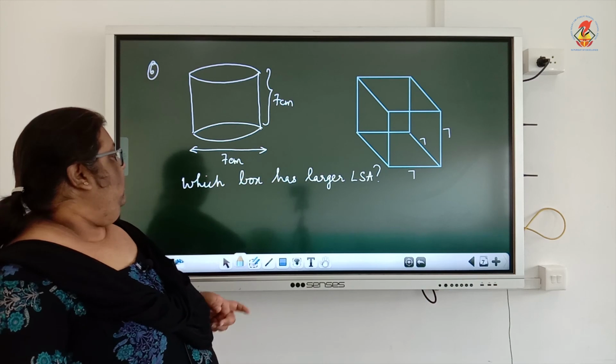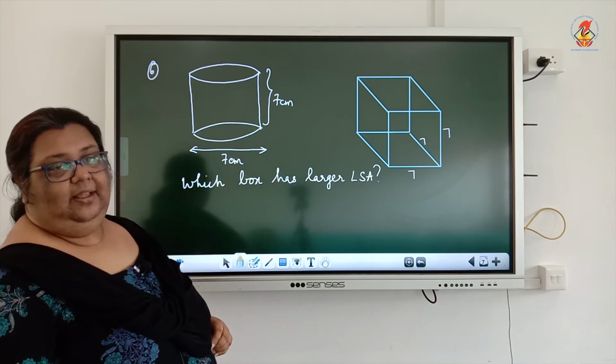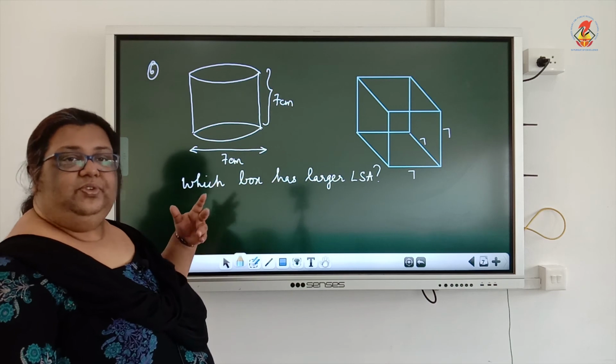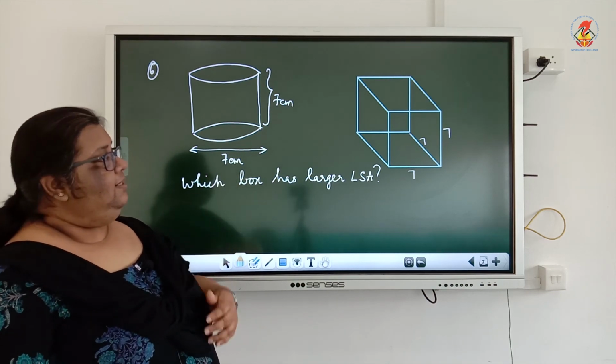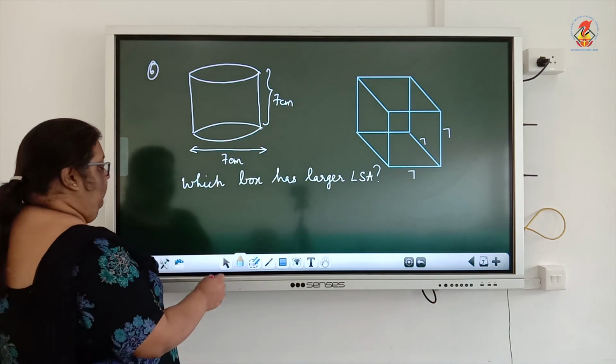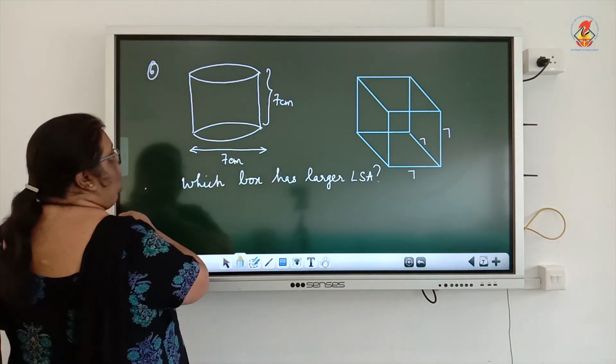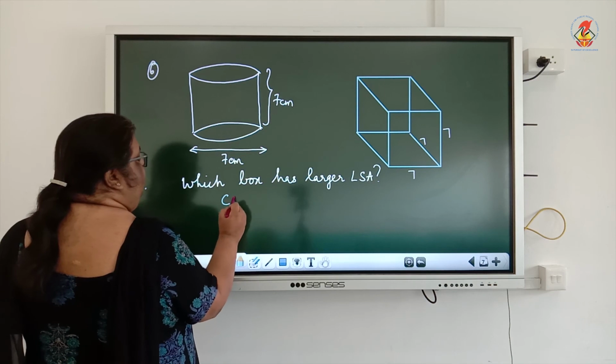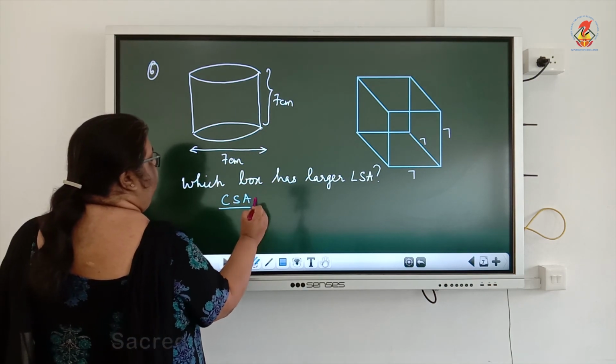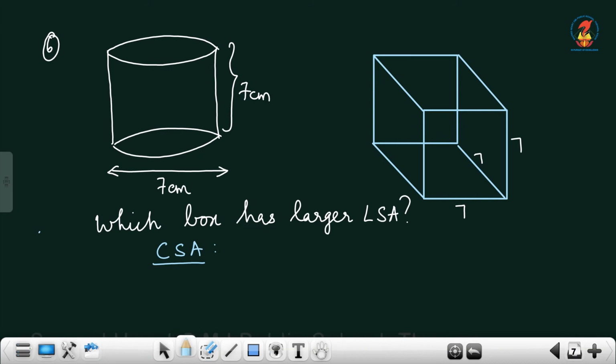And one more question is there. Which box has larger LSA? So, you need to find the lateral surface area of the cylinder and the lateral surface area of the cube. How will we find? For a cylinder, LSA is same as CSA, curved surface area. What all things of the cylinder you know? Diameter is equal to 7 centimeter. So, how will you find radius? Radius will be always diameter by 2. 7 by 2, which is equal to 3.5 centimeter.